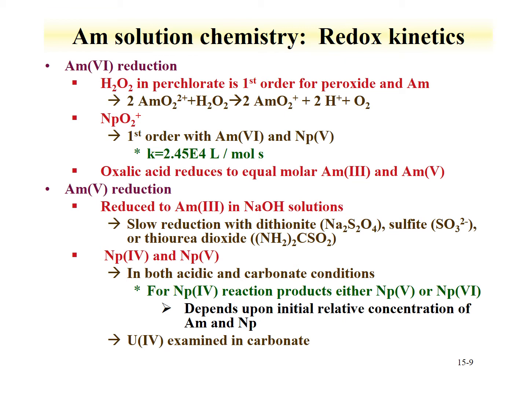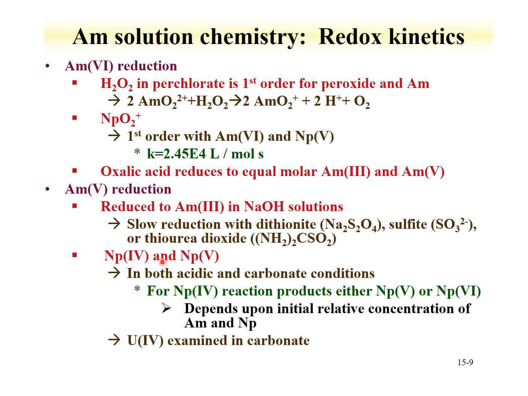Oxalic acid reduces americium-6 to equimolar americium-3 and americium-5. Americium-5 reduction occurs in sodium hydroxide solutions. There's a slow reduction with dithionite, sulfite, and thiourea dioxide.